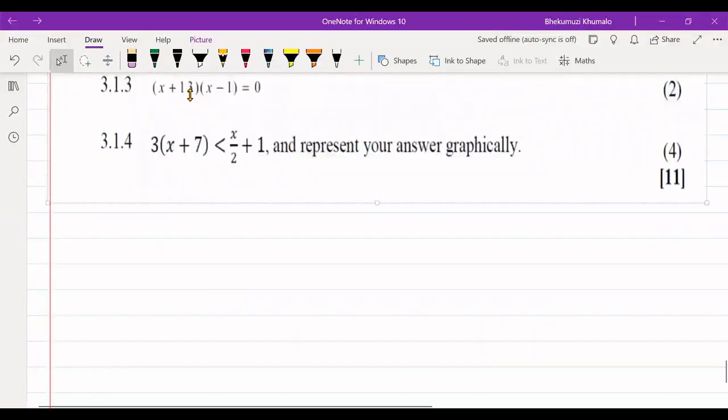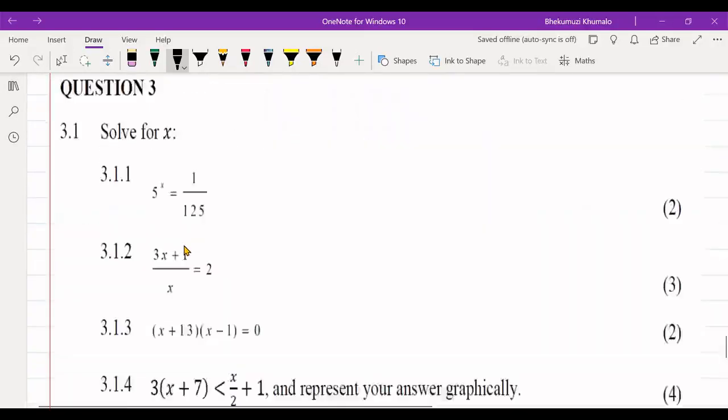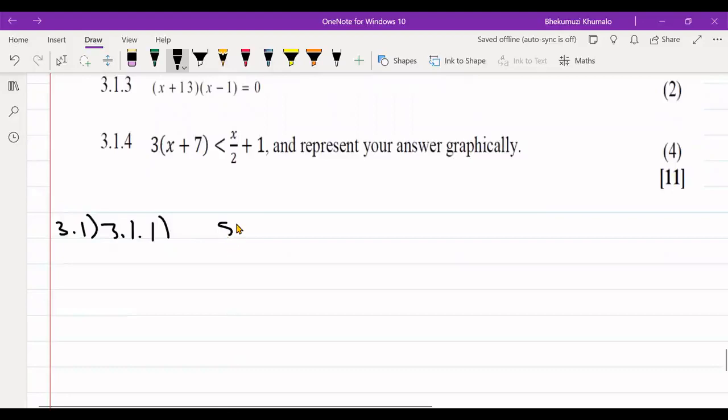Now the first one that we are confronted with is 3.1.1, right? And this is 5 to the power x equals 1 over 125. Okay, so how do we do this? Now this is an exponential question. Exponential questions always try to make the bases the same first before you do anything else. So the first thing that we're going to try and do is to make the bases the same.